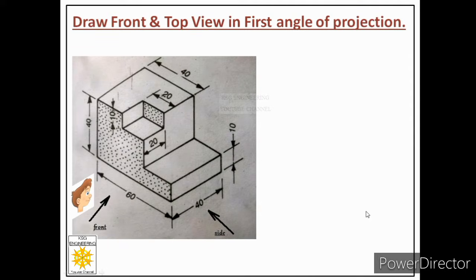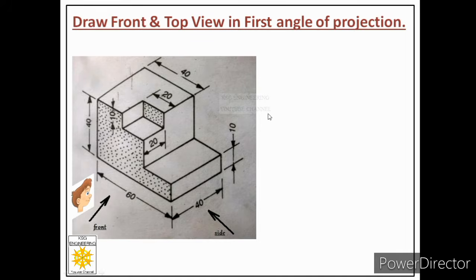So over here one problem is given to us and the statement is: draw front view and top view in first angle of projection. One image is given to us and we have to draw the front view and top view of the object shown in this image. And we are asked to draw these two views in first angle of projection.